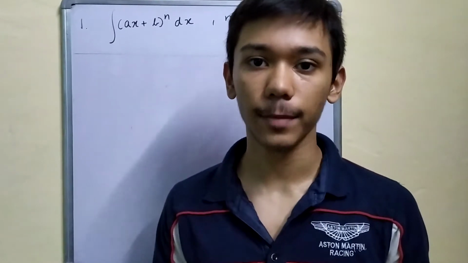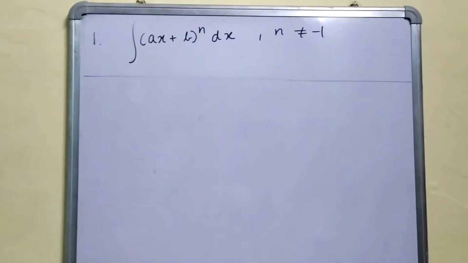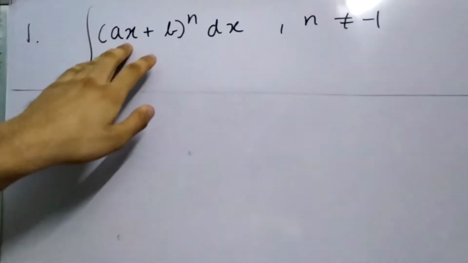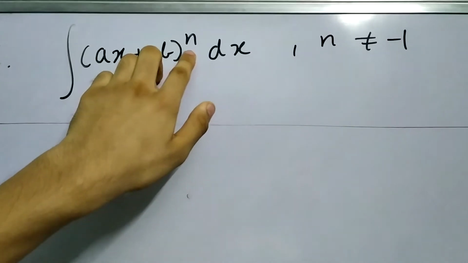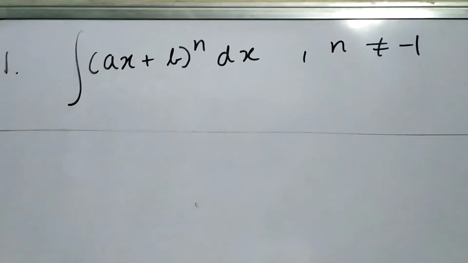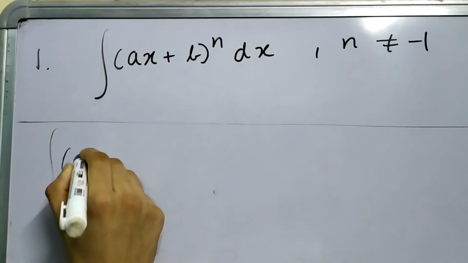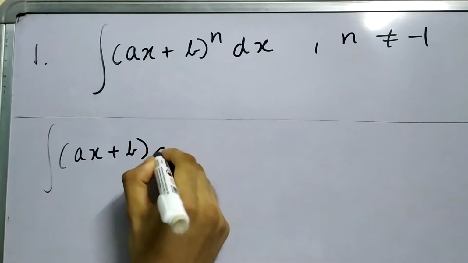Hi everyone, today I'll be discussing a method of integration which is very commonly used: the substitution method. Let us do an example straight away. We need to integrate (ax + b) to the power of n. Let us solve for simpler cases first, when n is equal to 1. So when n is equal to 1, this is just the integral of (ax + b) dx.